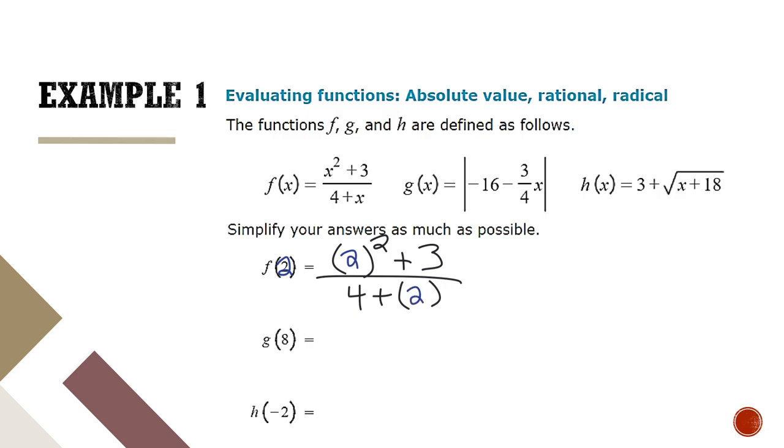Now, all we have to do is simplify this. 2 squared is 4, 4 plus 3 is 7, and 4 plus 2 is in fact 6. So my answer is 7/6 for f of 2. The nice thing is, if you type that into the calculator with a fraction button, you can literally copy and paste this and put any number on top of that really fast. So it's very, very useful.